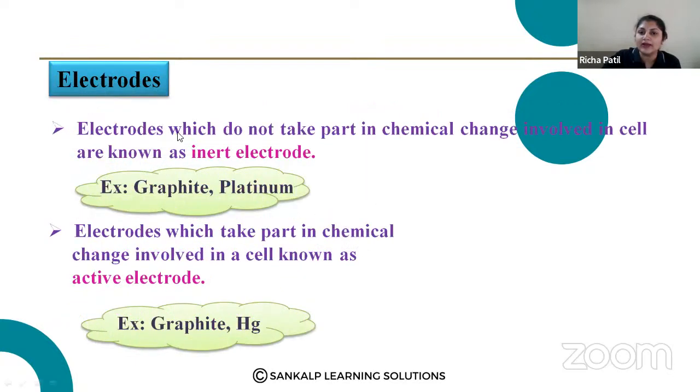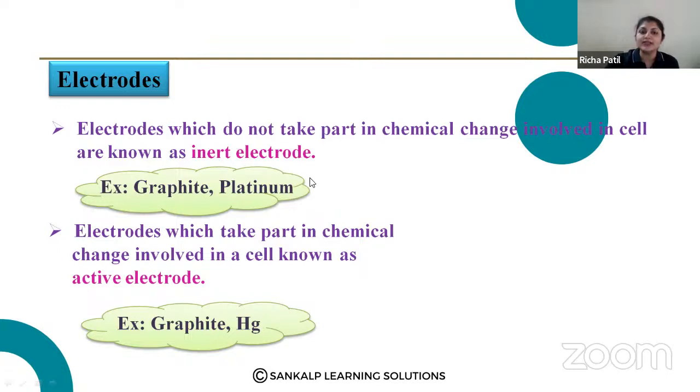So what do you mean by electrodes now? Electrodes which do not take part in chemical change, which is involved in a cell, are known as inert electrodes. So these are the electrodes which do not take part in chemical change. Okay, so they act inert. Inert means no reactivity takes place with respect to these electrodes. Thus they are called inert electrodes.